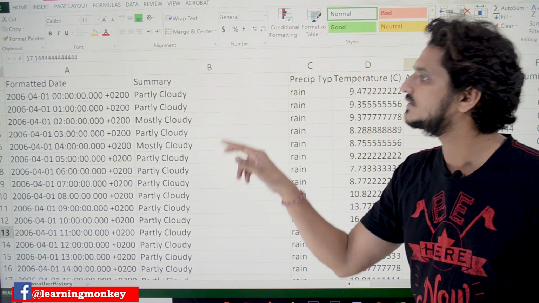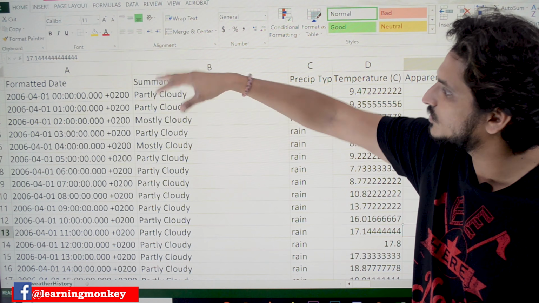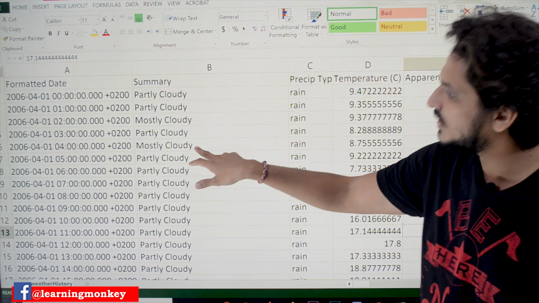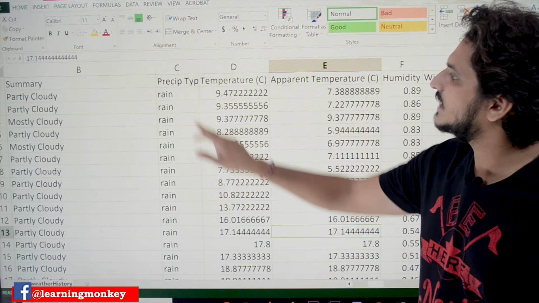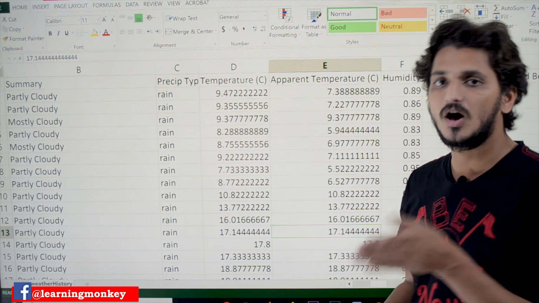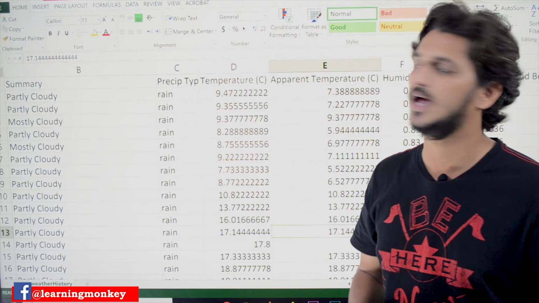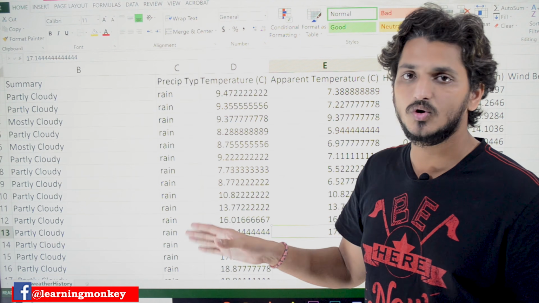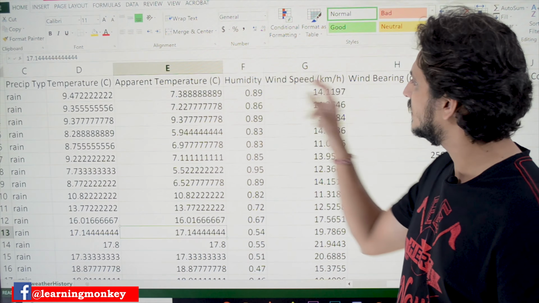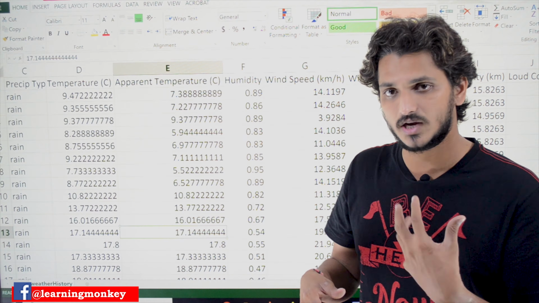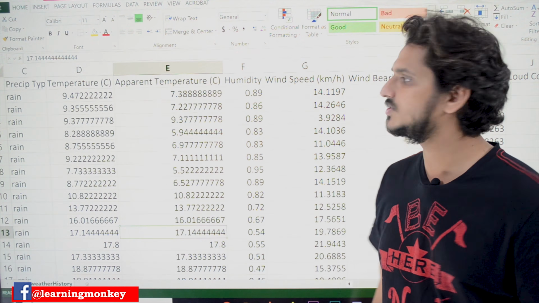The second column is given as summary. What's the climate outside? That is what the summary gives, such as partly cloudy, mostly cloudy. And the next one is the precipitation type, whether it is rain or snow. This is the output column which we have to identify in this data set. It is binary class classification. Based on the temperature, apparent temperature, and all these values, we have to generate a neural network model to identify whether it is rain or snow. That is what we have to identify in this data set.